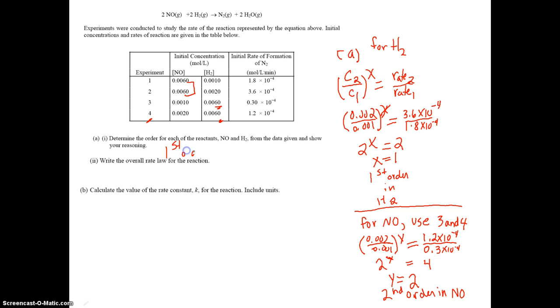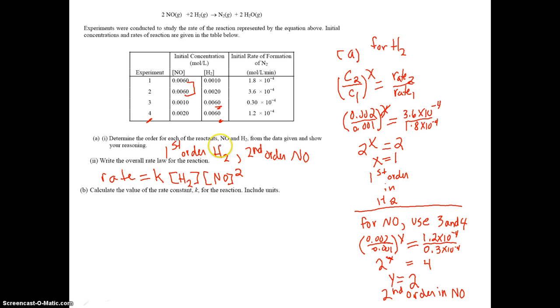So over here, determine the order for each of the reactants. First order H2, second order NO. We're at the rate law for this reaction. Well, now I know what the exponents of my rate law are, so I'm just going to write them. The rate is equal to the rate constant times hydrogen gas to its power, which is first, so it's understood, and NO second order means second power.